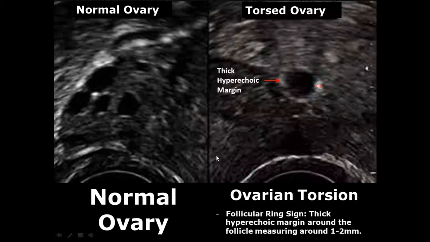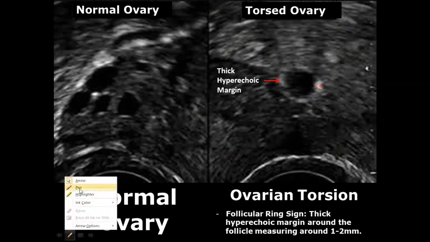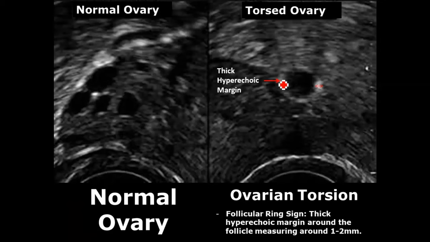Another important sign which might be noticed in some cases of ovarian torsion is the follicular ring sign. It is a thick hyperechoic margin around the follicles, which can measure 1 to 2 millimeters.